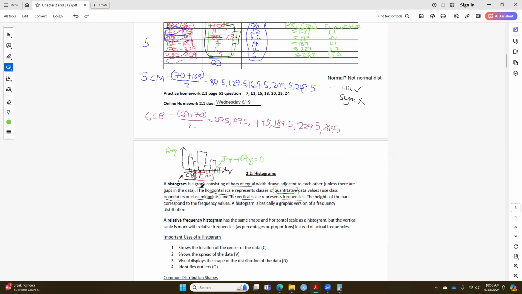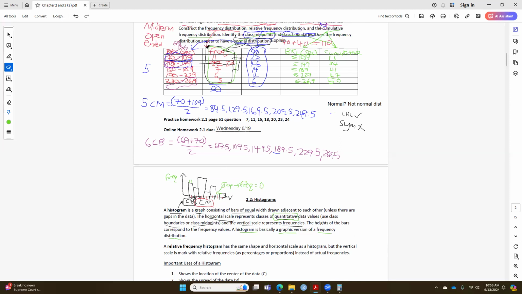A histogram is a graphical version of a frequency distribution. What that means is you need to have a frequency distribution in order to draw the histogram in this case.